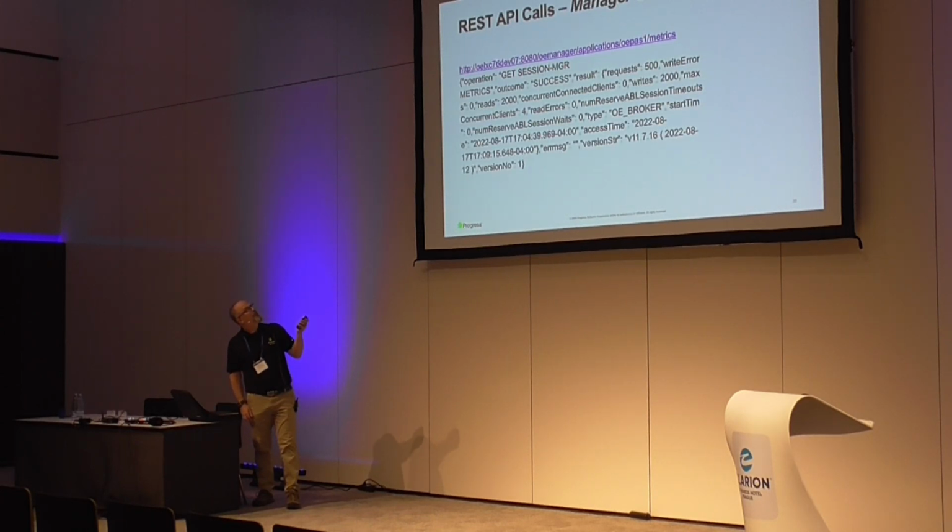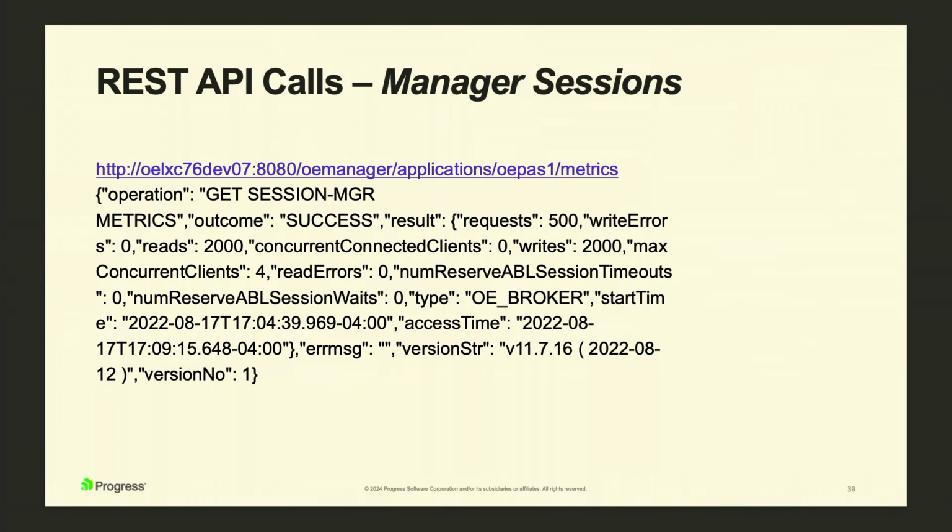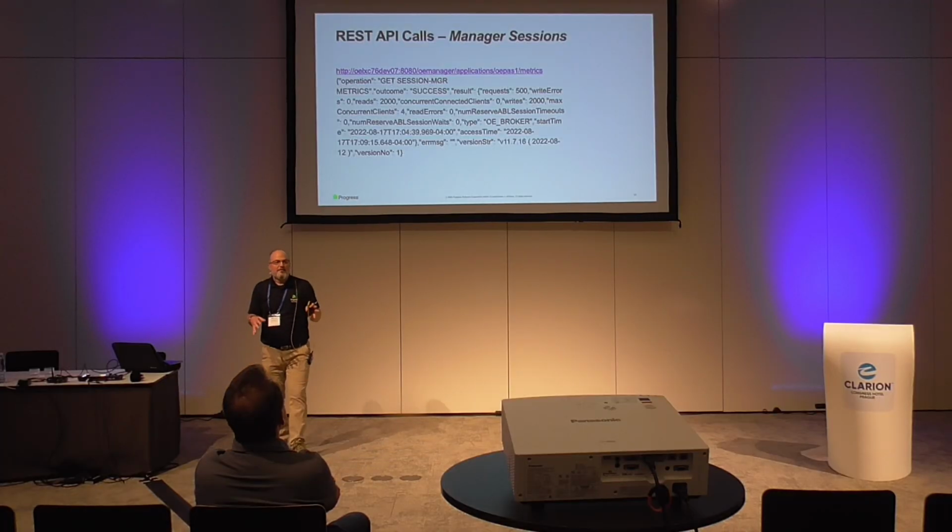So if I just open up a browser, go to my machine name, my PAS port, the OE Manager web app URL, now I can ask for, tell me everything you know about applications, the application known as OEPAS1, and then about him, I would like to know his metrics. And that's the style of response you get. Now, I can take that response, and I can, again, send it through JQ, so I get some nice formatting, some nice coloring.